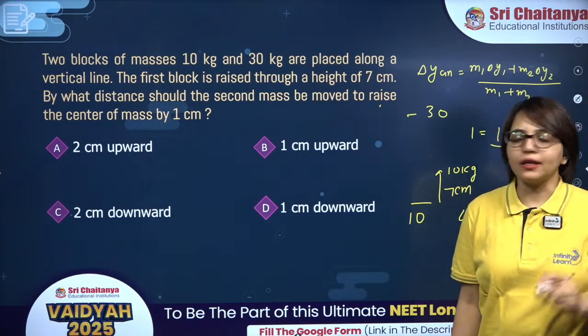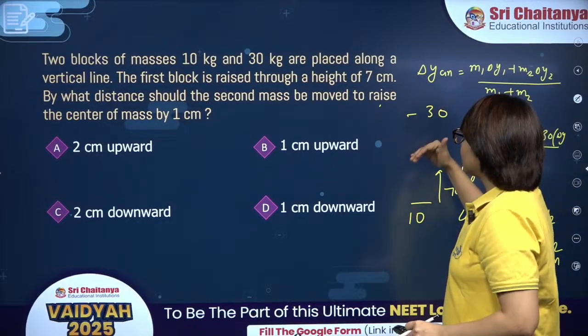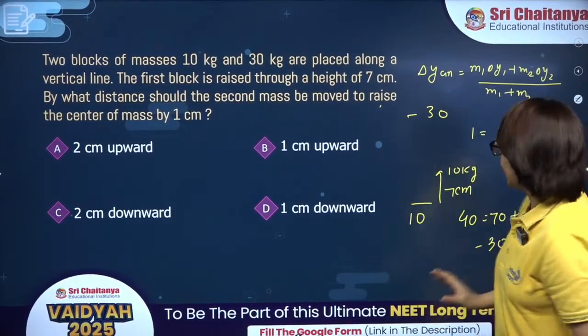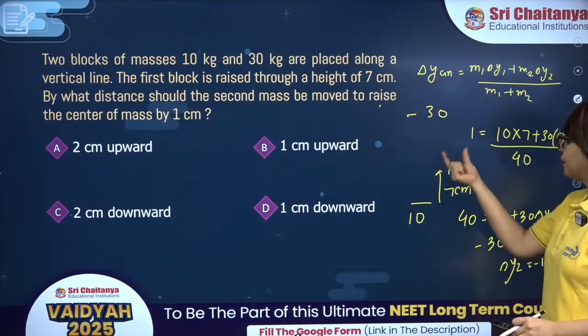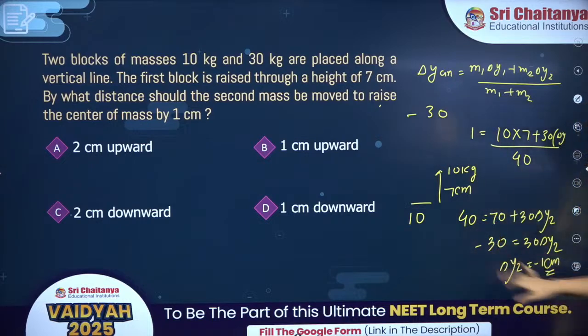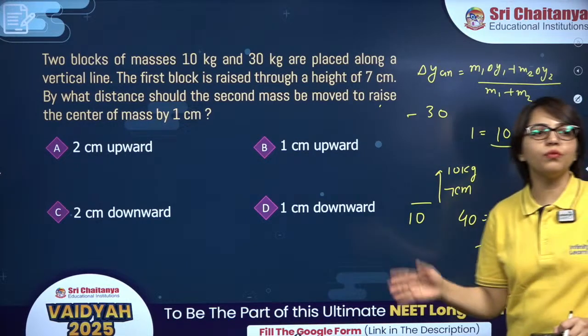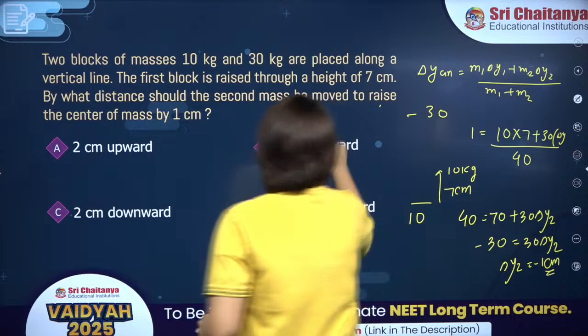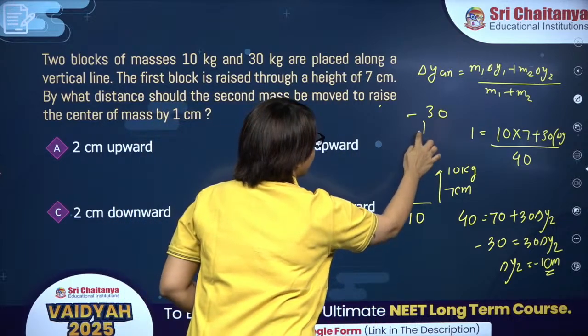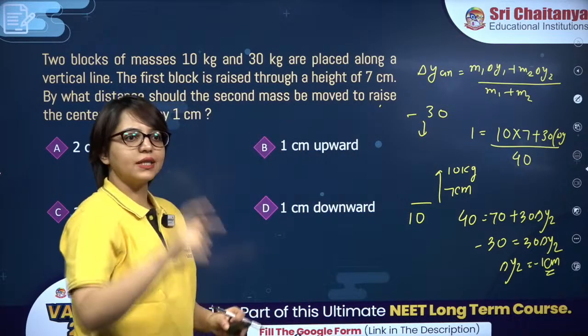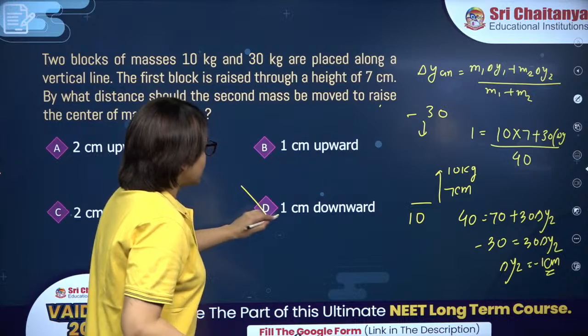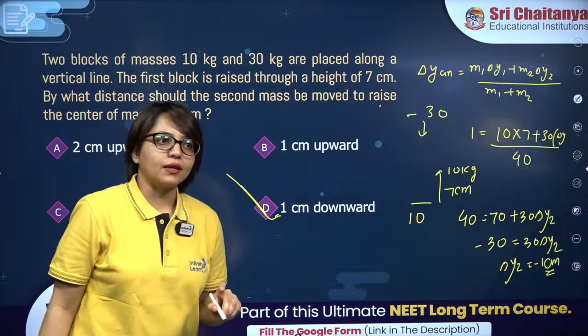Minus sign shows that instead of moving it up, we should move it downwards. We are taking positive for upward direction and we are getting answer as negative. That means instead of moving it up, we should move it downward. The 30 kilogram should move downward by 1 centimeter to raise the center of mass by 1 centimeter.